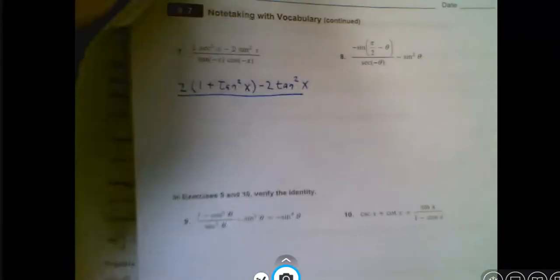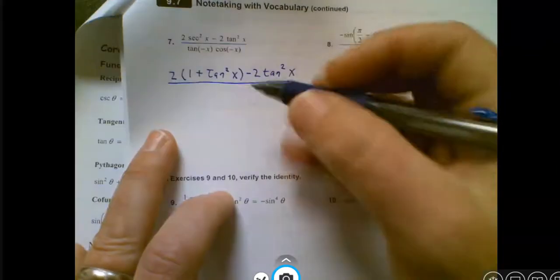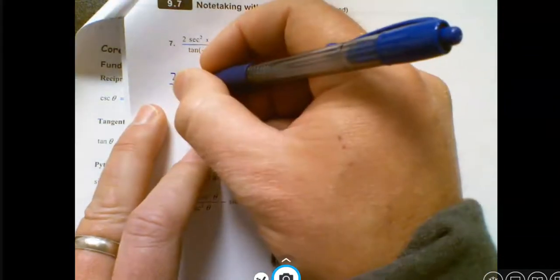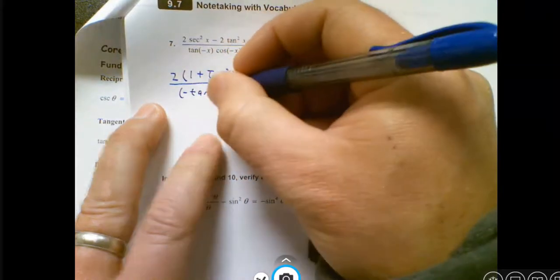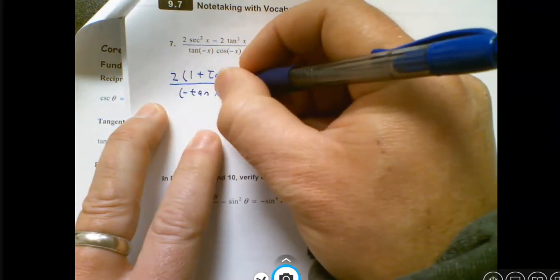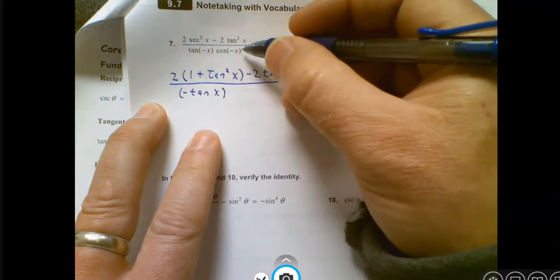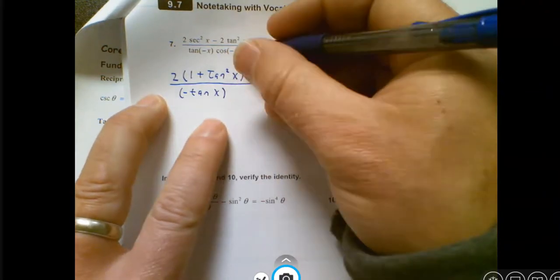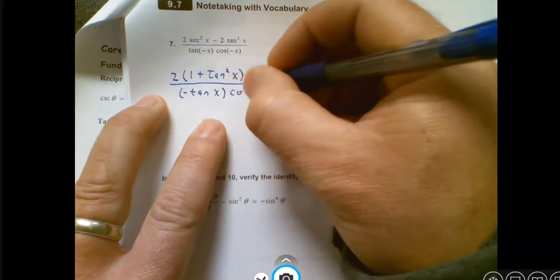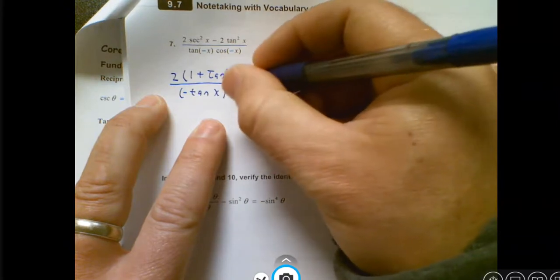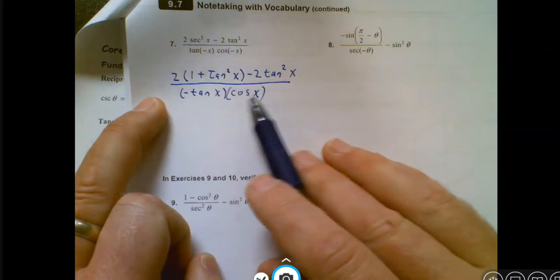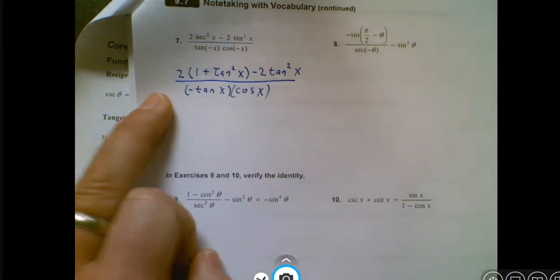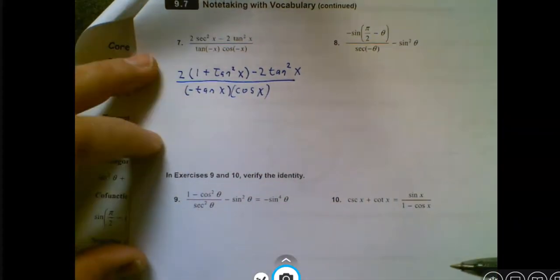Go back to these. So this can be replaced with negative tangent of x. And this guy, as we showed, is unchanged by the negative angle, can just be written as cosine of x. So now we have everything in terms of just positive x, which is one of the things we were hoping for here so we could combine things together.